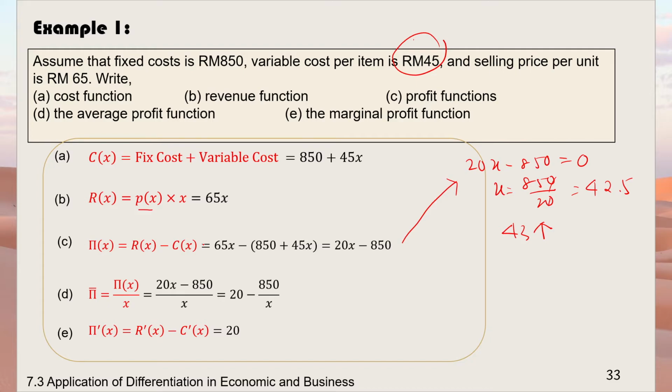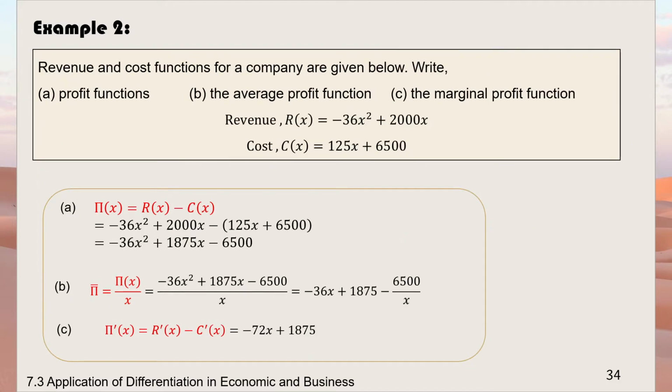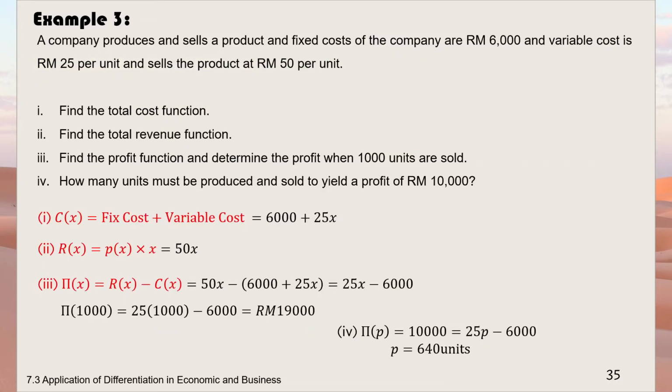Now for the second example, the revenue and cost function for a company is given as below. So this one is your revenue and this is your cost. First, they ask you to find profit. Profit is revenue minus cost, and simplified, you get this one. Average is per x, so this one is your average. Marginal, you differentiate from here, and this one is the marginal profit. So now we look at example 3.